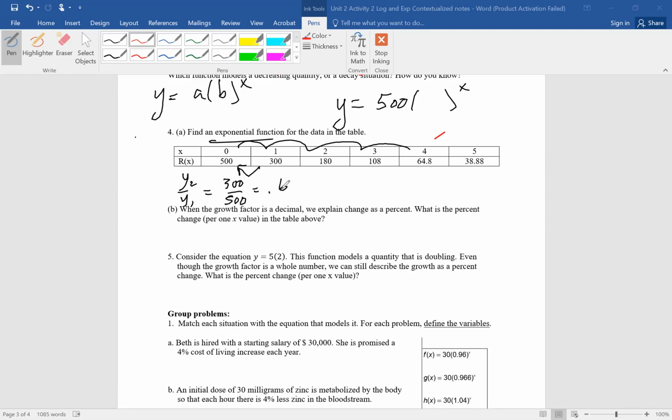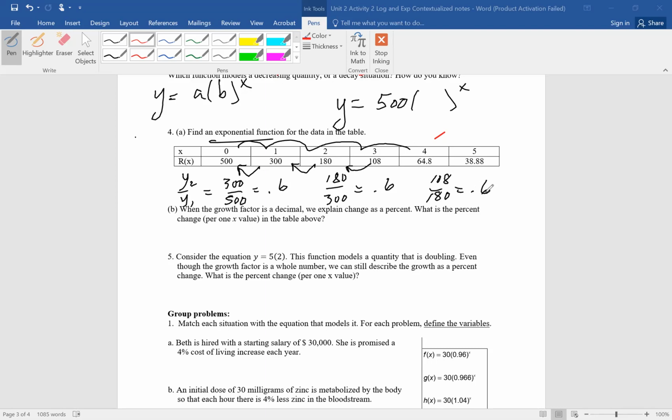So it's 0.6. And a way to test if your whole function is exponential, remember we did this test for if it was linear before as well, but if this whole thing's exponential, then every value divided by the preceding value will be the same. And that is actually the case. So 108 divided by 180.